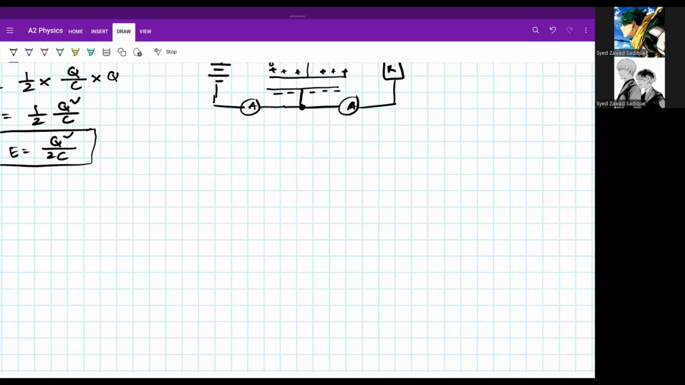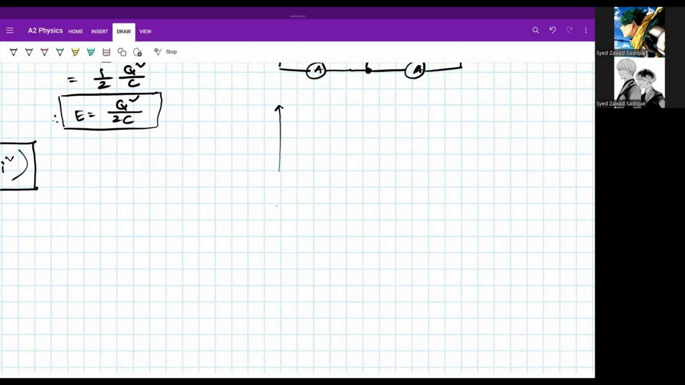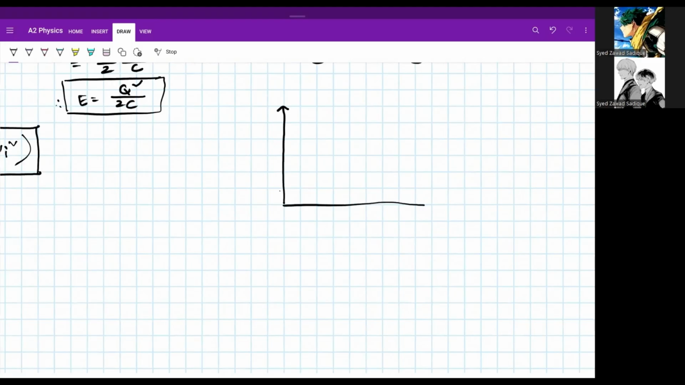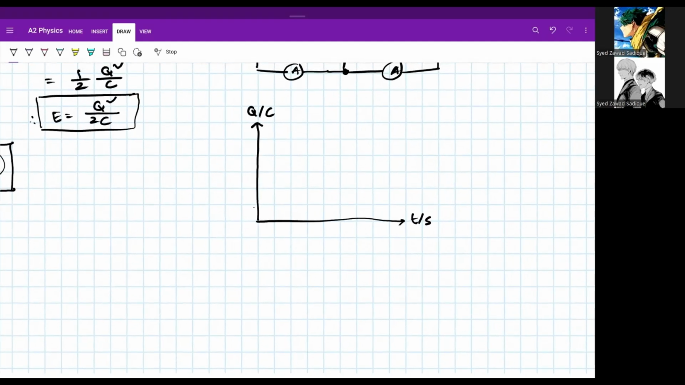I'll explain them, but first I'll draw the graphs. There are a total of 3 types of graphs that you are required to know. But the general idea or the general sketch is the same across the 3 graphs. Okay, so this is charge by time. All of them have the same general sketch. Watch. So this is maximum charge, and this is an exponential decrease.